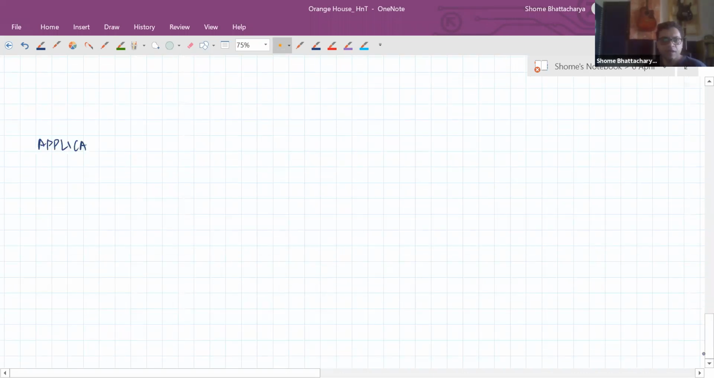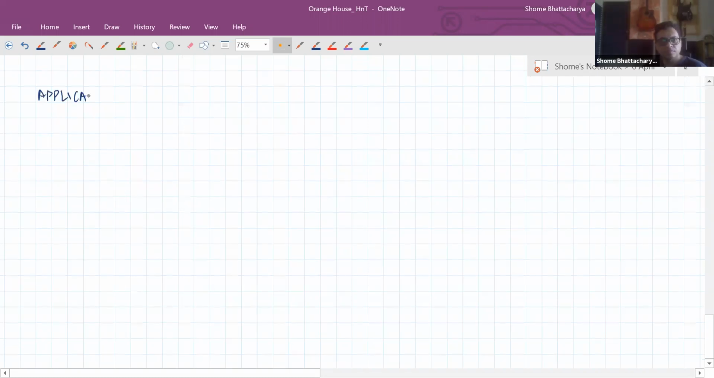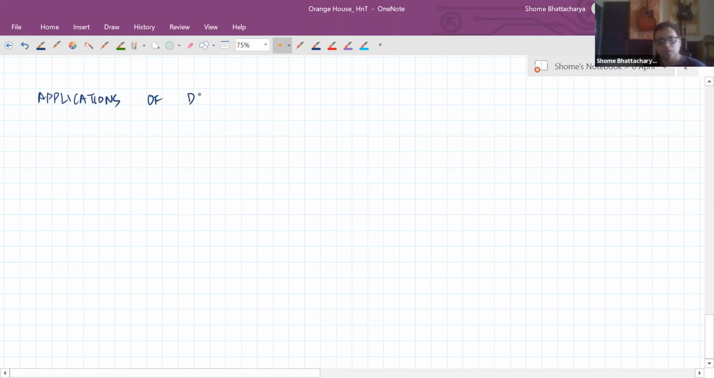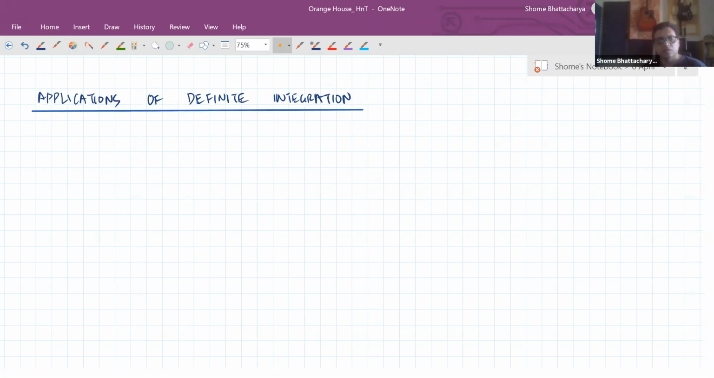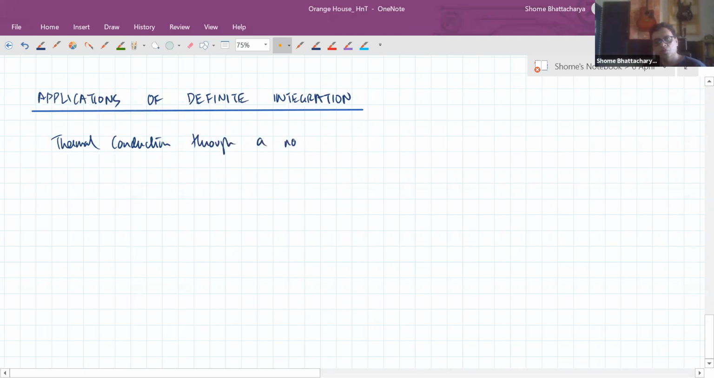Okay. So let's come back to application of definite integration. We had seen an example last time where we had variable K, non-uniform thermal conductivity, or what we call an anisotropic material. Now today we will see a slightly different situation: thermal conduction through a non-uniform cross section. So we have a conductor whose cross sectional area is non-uniform.